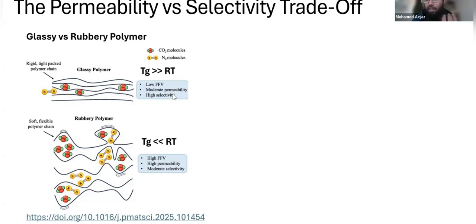So then you have moderate permeability, but it comes with an advantage because you have high selectivity. One gas molecule could go through the void, the other cannot go through the void at the same speed, because carbon dioxide has a different diameter compared to methane. That's why carbon dioxide would diffuse faster compared to methane. And this comes with an advantage: the glassy polymer allows you to have high selectivity.